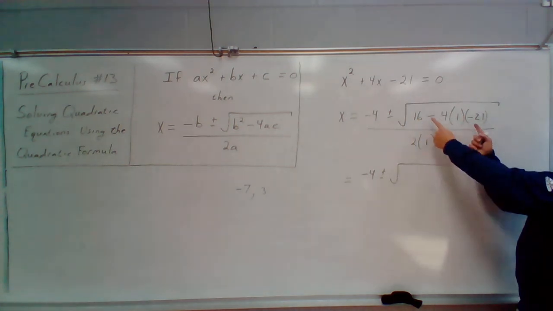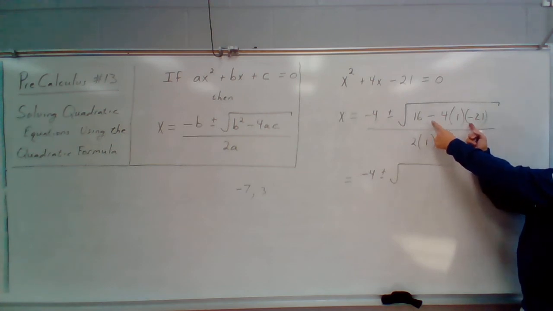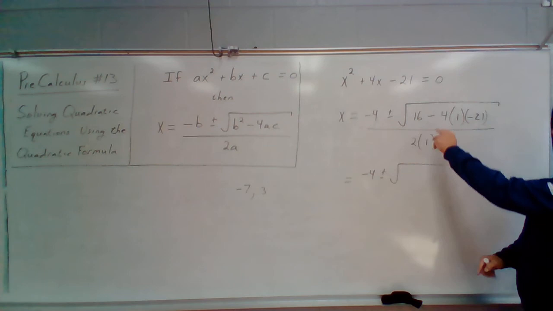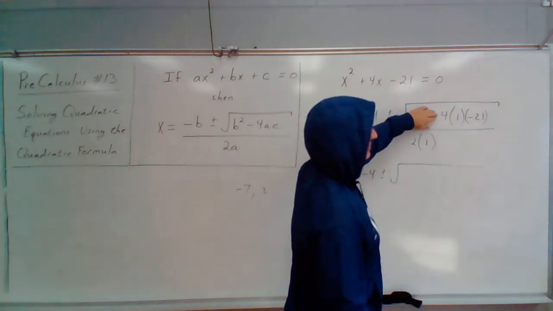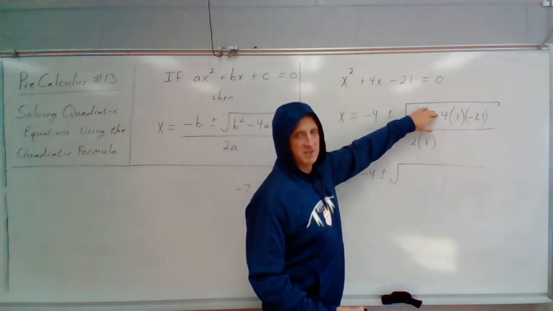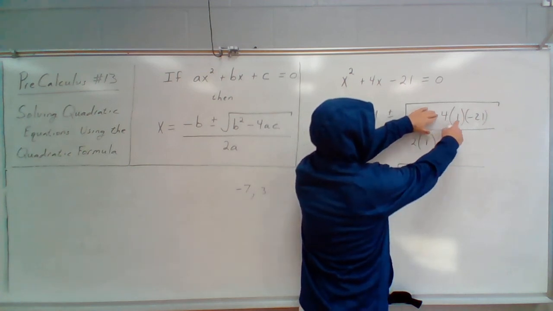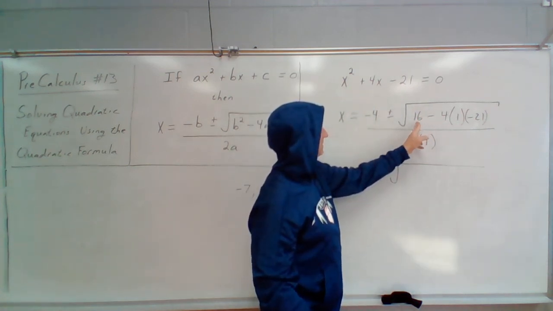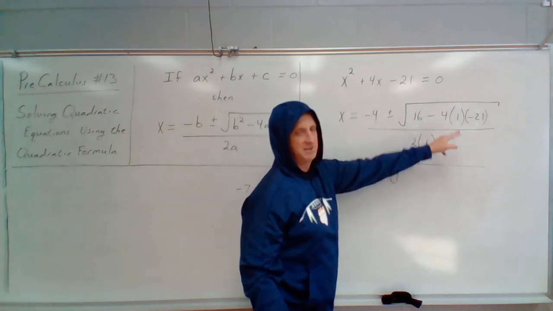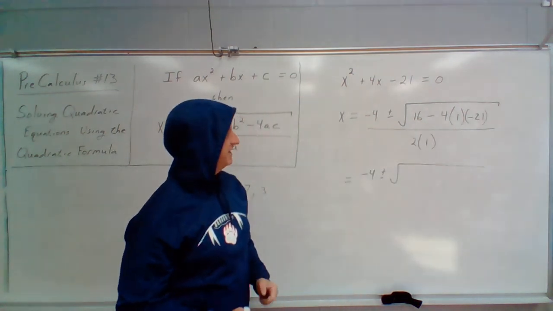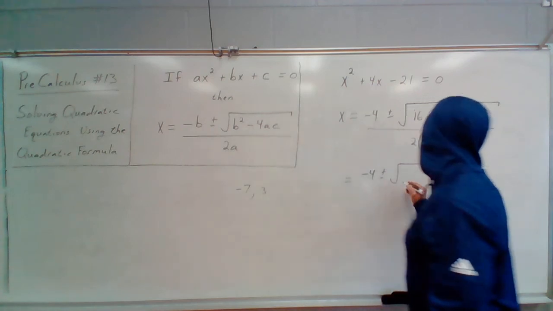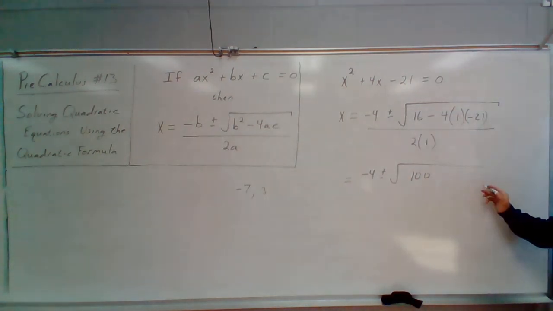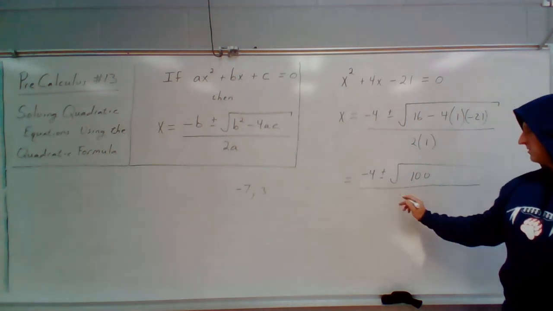A lot of people get confused with these negative signs, so be really careful here. This is 16 minus, and I'm going to cover up the rest of it, 4 times 1 times negative 21. So 4 times 1 times negative 21 is negative 84. 16 minus negative 84 is 16 plus 84. 16 plus 84 is 100, all over 2.